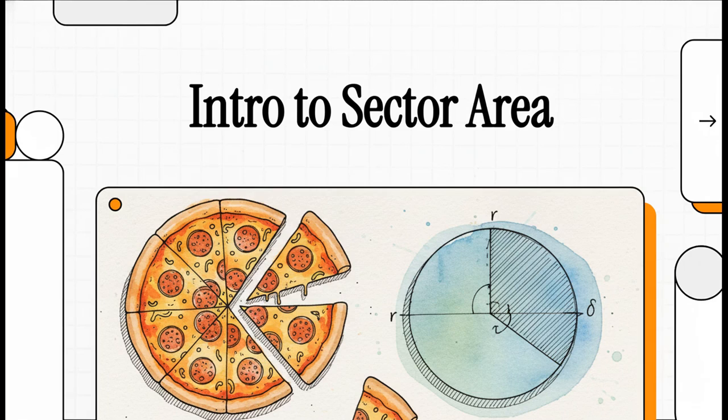Welcome! Today we are diving into a really handy concept from trigonometry, figuring out the area of a sector. Or, to put it another way, we're going to master the math behind a pizza slice of any circle. So let's dive right in.